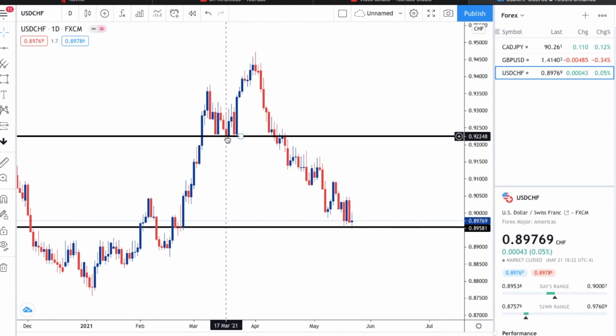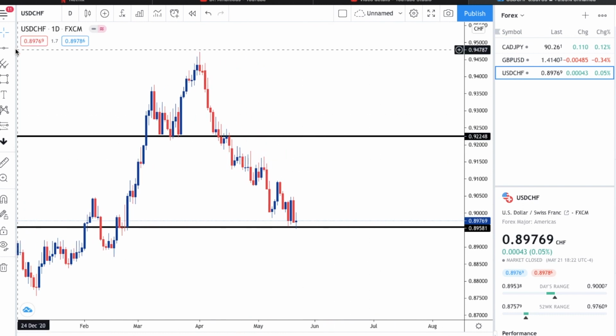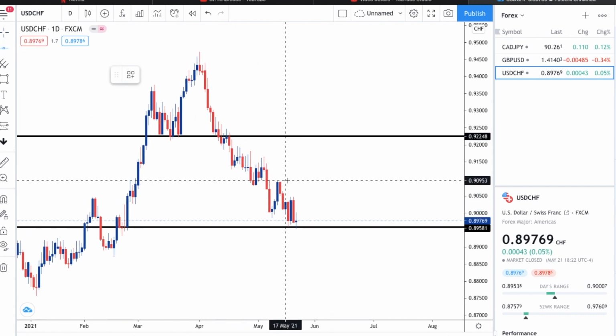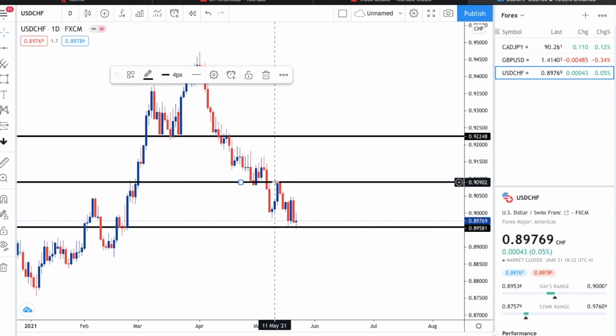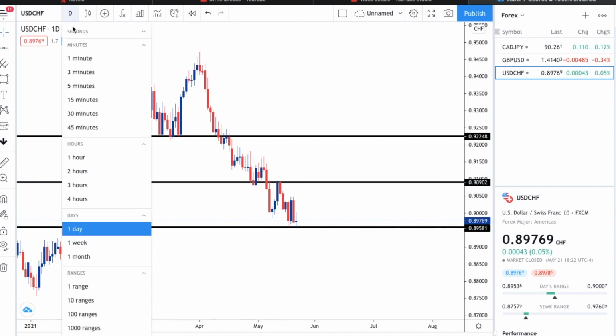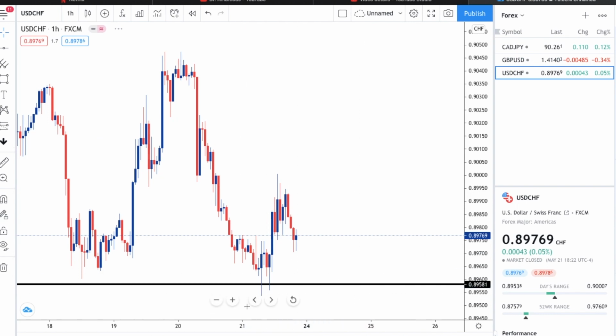So this is an area of demand as well. You can see the last red candles here before price actually pushed up. And it's going to be a perfect place to take my profit. If I don't have much patience, I can take my profit over here as well. So those are my markups. Now I'm going to drop to a lower time frame.